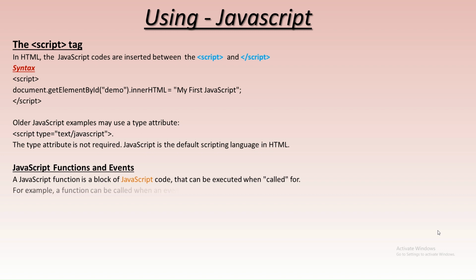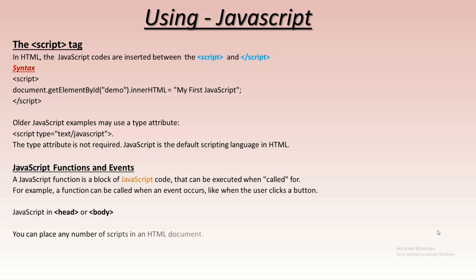Now JavaScript functions and events. A JavaScript function is a block of JavaScript code that can be executed when called for. For example, a function can be called when an event occurs, like when the user clicks on a button, or like in a mouse click event or mouse up event.